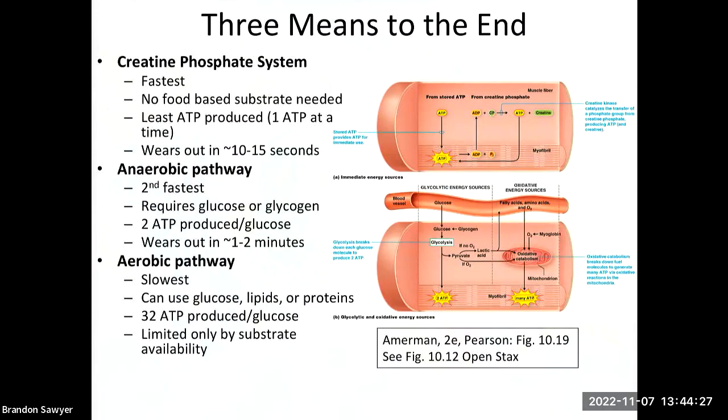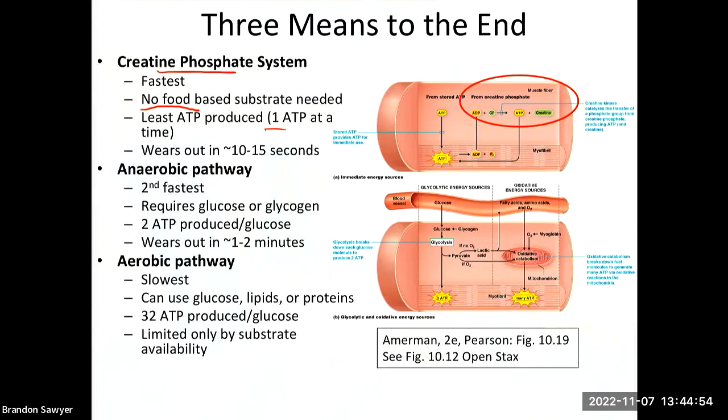Okay. So let's talk about the 3 ways that muscle cells in general do that. There are 3 primary energy systems in muscle cells. Number 1 is called the creatine phosphate system. This is definitely the fastest of all the systems. It's not about breaking down a food like carbohydrates, proteins, or fat, and it just makes 1 ATP at a time.